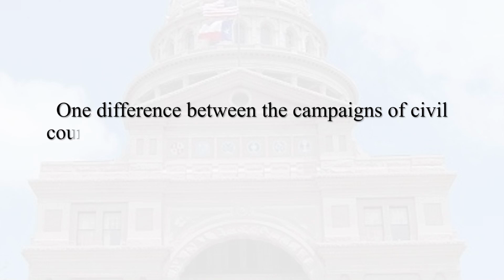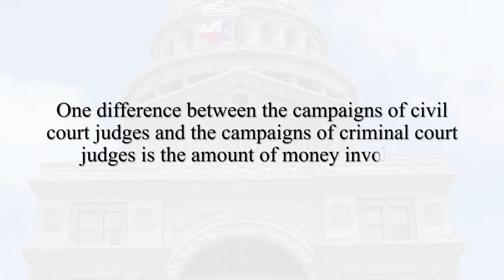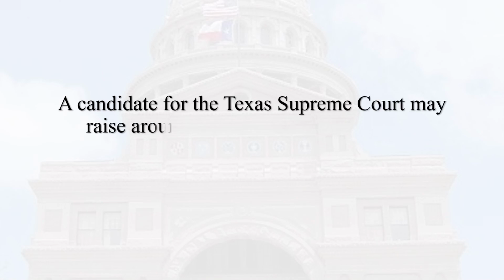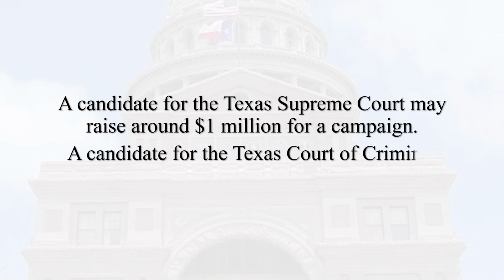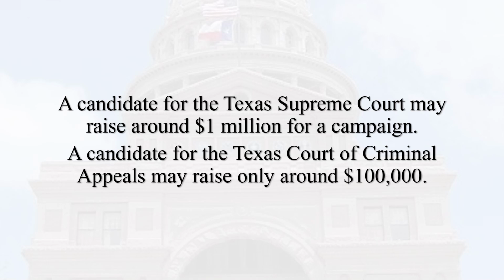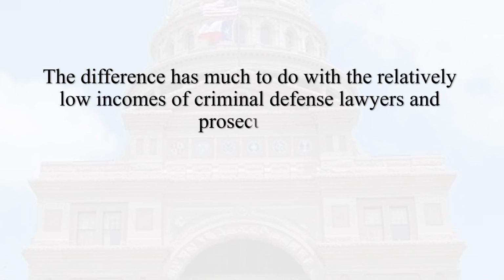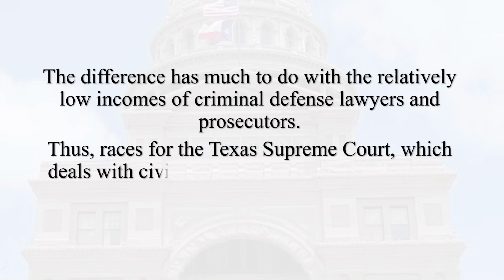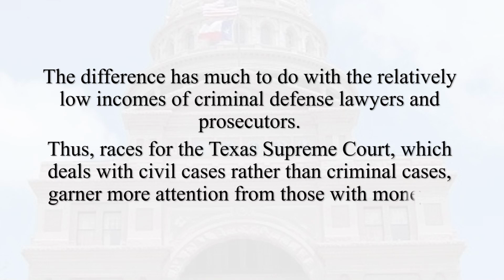One difference between the campaigns of civil court judges and the campaigns of criminal court judges is the amount of money involved. A candidate for the Texas Supreme Court may raise around $1 million for a campaign, whereas a candidate for the Texas Court of Criminal Appeals may raise only around $100,000. The difference has much to do with the relatively low incomes of criminal defense lawyers and prosecutors. Thus, races for the Texas Supreme Court, which deals with civil cases rather than criminal cases, garner more attention from those with money to contribute.